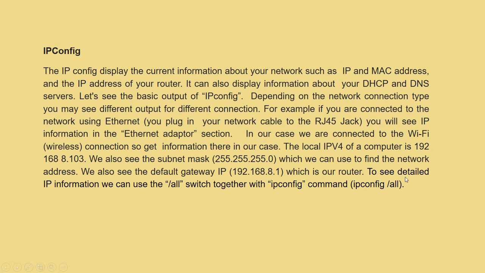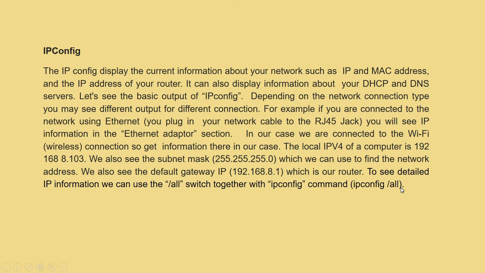To see the detailed IP information we can use /all along with which command? Along with your ipconfig command. So how should it be written? ipconfig, then put a space, /all. Here you will get the IP address and MAC address. Remember that the MAC address is nothing but the physical address of your system. All the information you will get by this ipconfig /all command.